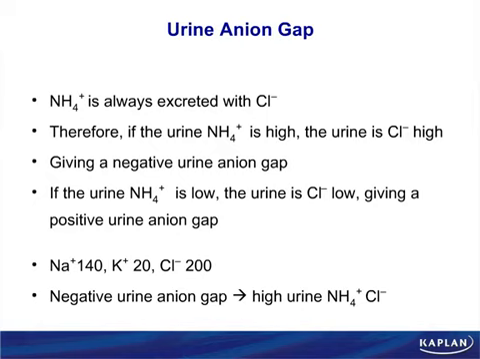If the urine ammonium level is low, the urine chloride level would be low, and that would give us what we call a positive urine anion gap.